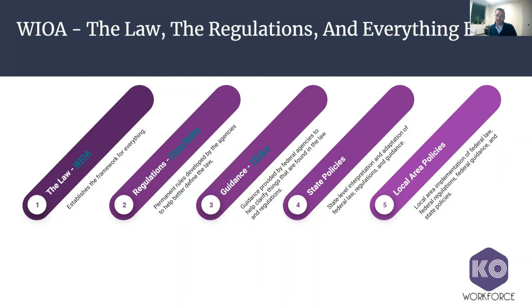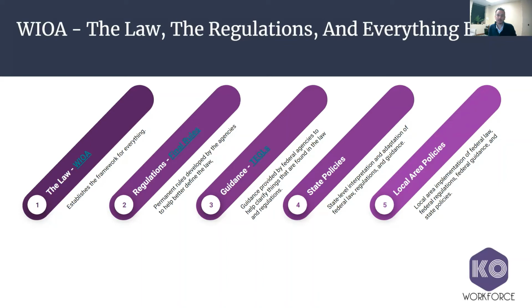Next item, number 4, is state policies. So these are state level interpretation and adaptation of federal law, regulations, and guidance. Some states with these federal workforce programs also establish state laws and regulations. That can be another component of things. However, we're going to be talking more on just the policy perspective of how that state develops policies to implement the federal programs.